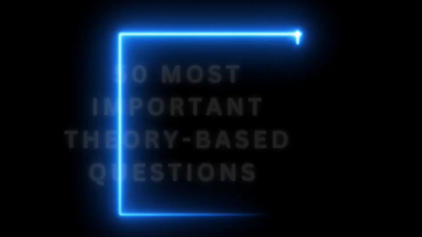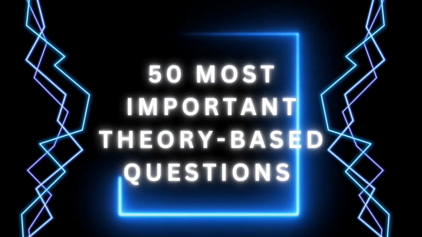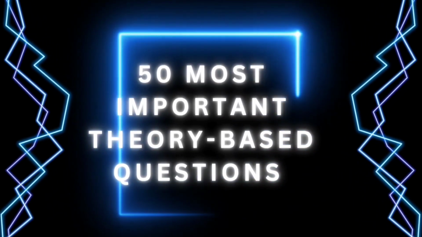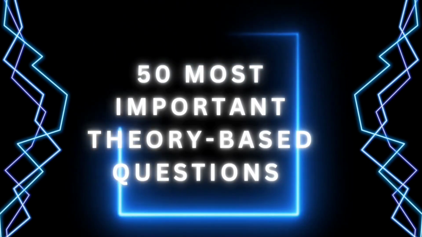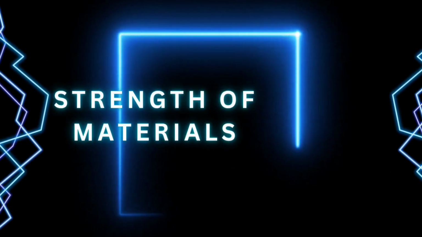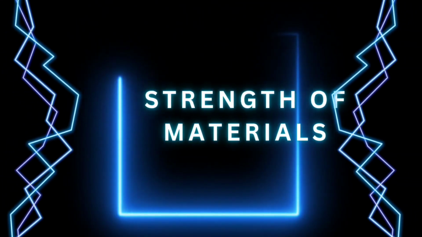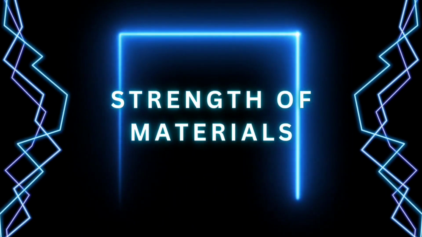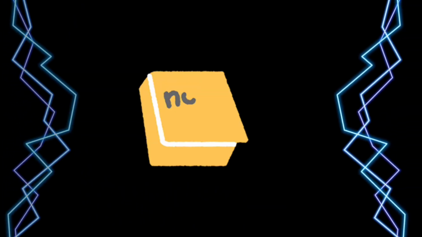In today's video, we are going to cover 50 most important theory-based questions from Strength of Materials, specially selected for GATE and SSC JE aspirants in civil engineering. These questions are not just important, many of them have been repeated in previous exams, and understanding them will give you a strong grip on the subject. Each question comes with 4 options and the correct answer. So grab your notebook, stay focused, and let's start.